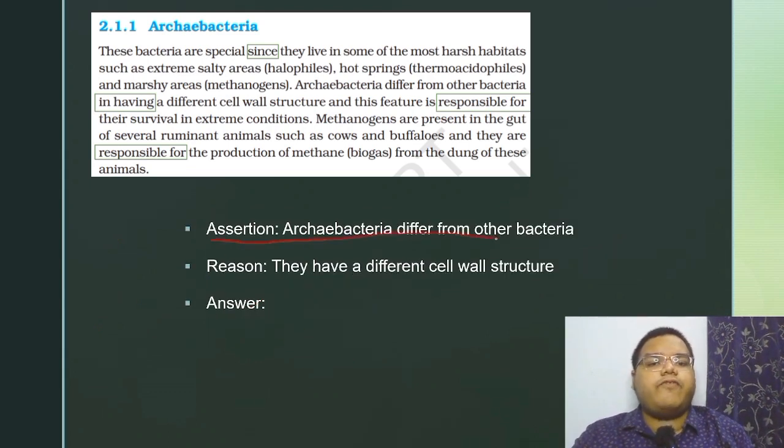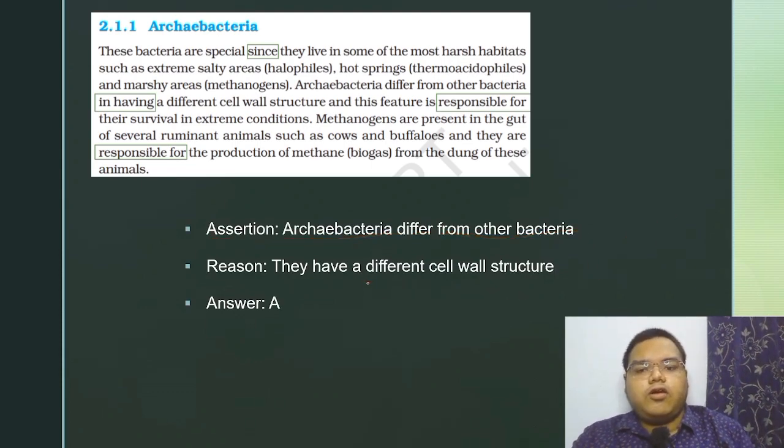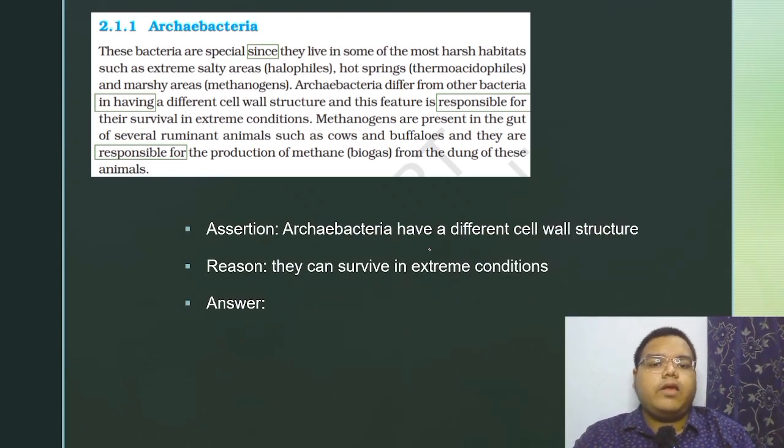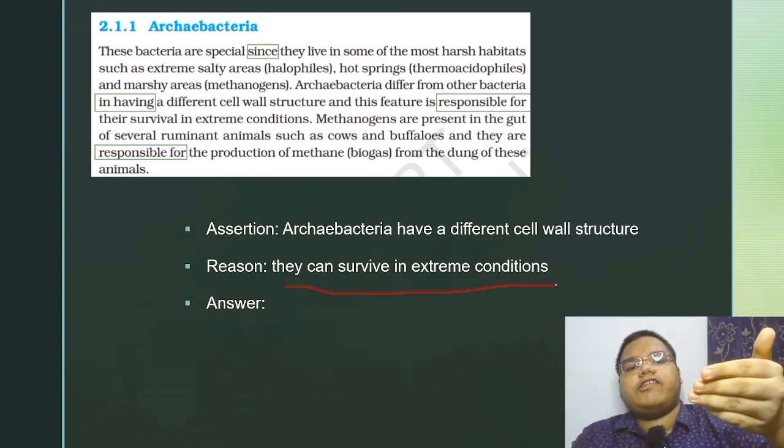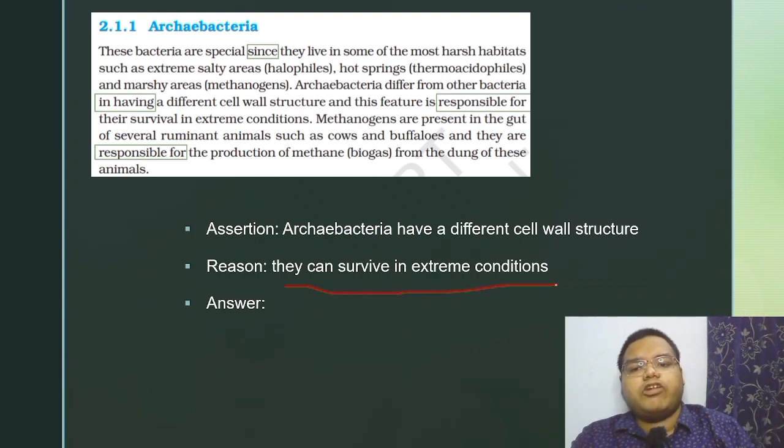Assertion: Archaebacteria differ from other bacteria. Reason: they have a different cell wall structure. Right, we have read it from the NCERT. Option number A. Next, assertion: Archaebacteria have a different cell wall structure. Reason: they can survive in extreme conditions. No, they can survive in extreme conditions because they have a different cell wall structure. So here the answer will be option number B.